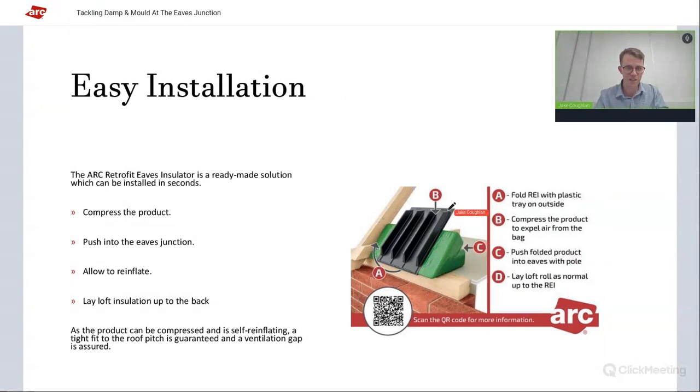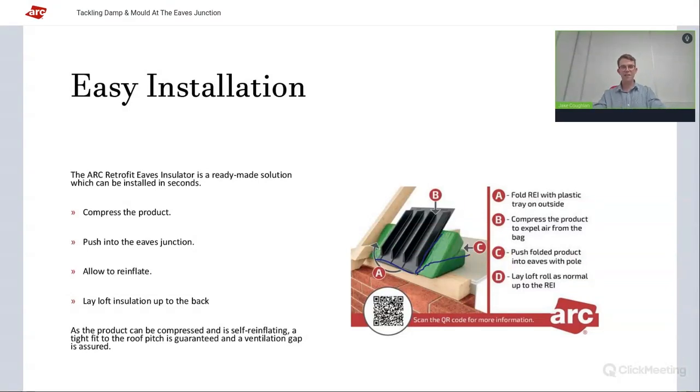Here you can see our installation instructions. It's super easy. Done it thousands of times now. It comes flat. This tray comes under here and then folds up here. All you need to do is fold it in half. It's got an active hinge here, which means that it will be pushing back. You can press the bag so that all of the air comes out of the insulation, and then you push it into that eaves detail.